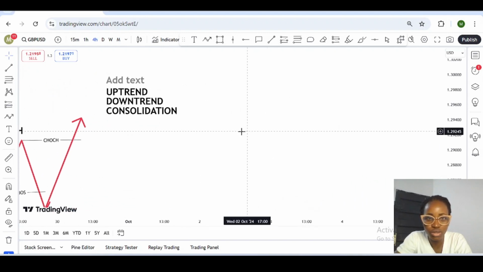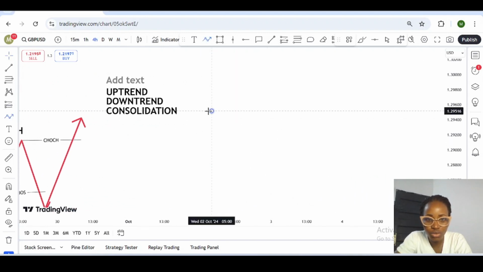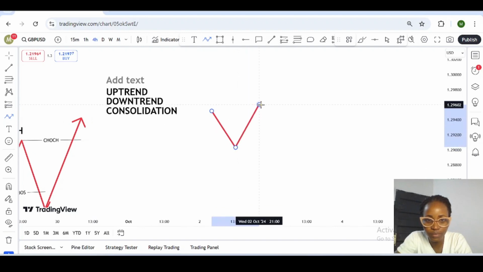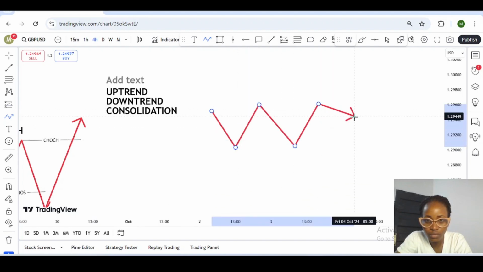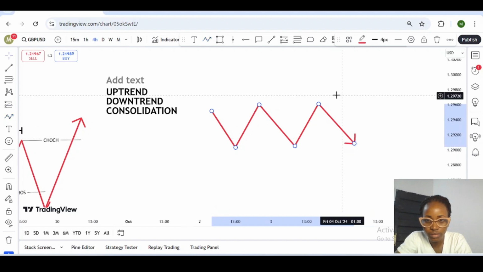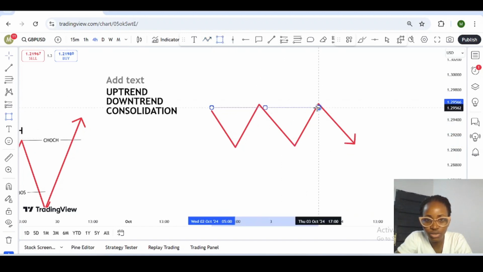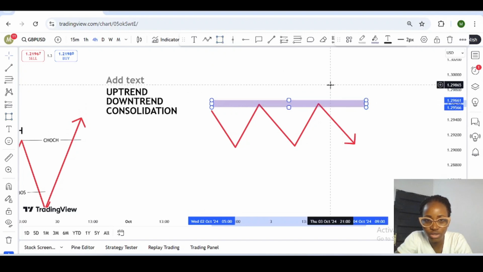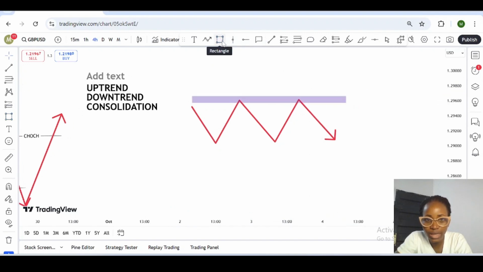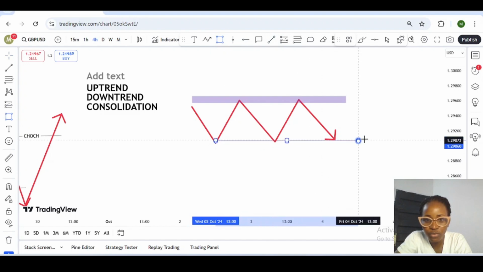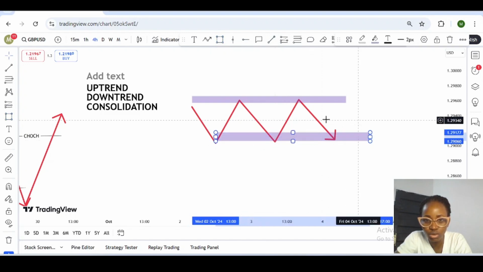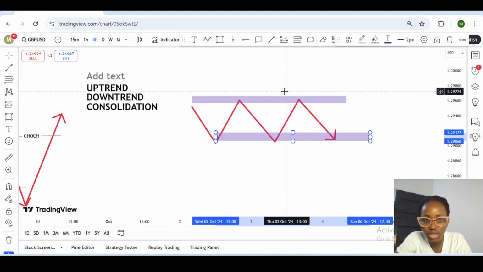Now let's show you what consolidation is. This is what is called a consolidation. Consolidation is when price does not have a clear direction. Okay, so when the market is constantly moving around the same zone, it's not pushing to the upside, neither is it pushing to the downside. It's just in a range. So if you see this kind of pattern, you call it a consolidation phase.